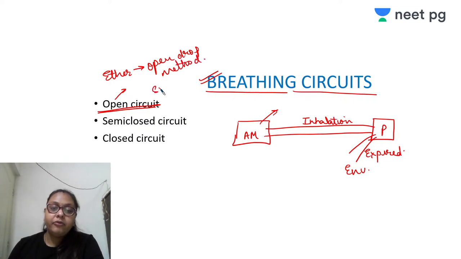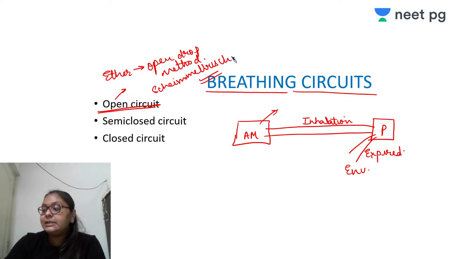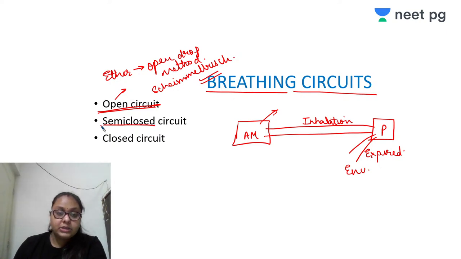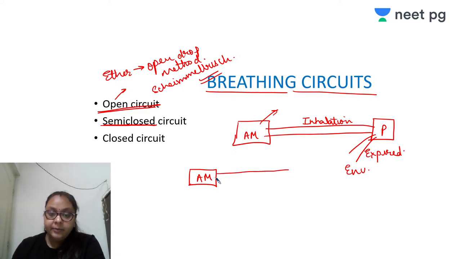With the help of which mask? With the help of the Schimmelbusch mask. So that is an example of the open circuit. Understood? Now, what do we mean by the semi-closed circuit? In a semi-closed circuit, this is the anesthesia machine, and the gases come from here.